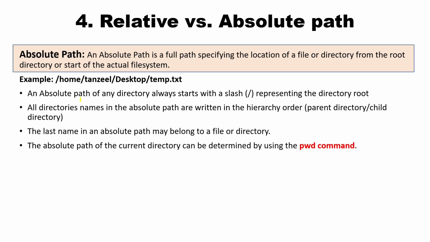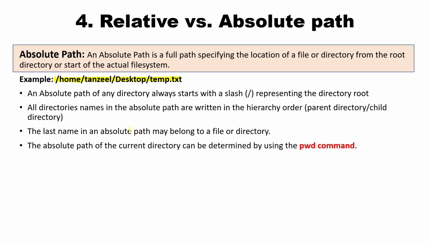So here in this example, since this path starts with a slash, it indicates that it is an absolute path because it will always start with a slash if it is an absolute path. Then all directory names in the absolute path are written in hierarchy order, which means home is the parent directory of tanzil directory, tanzil is the parent directory of desktop directory.